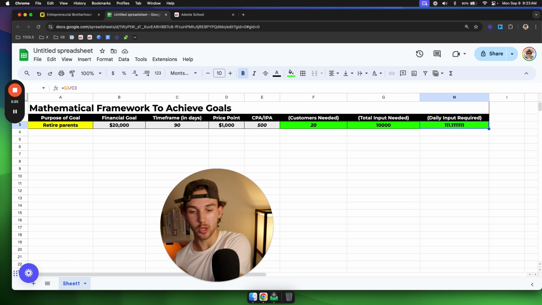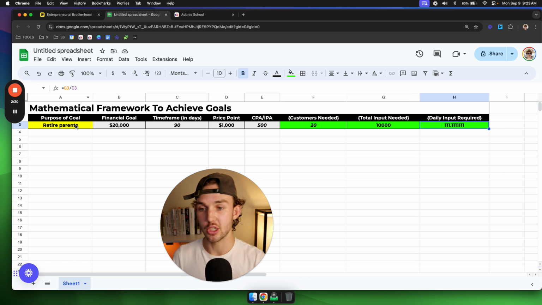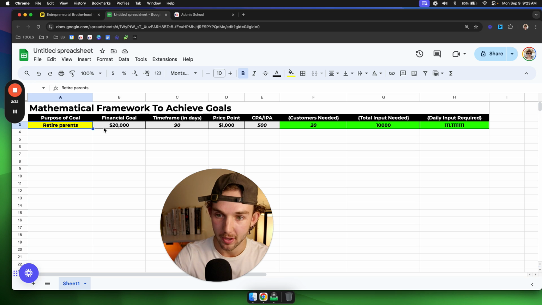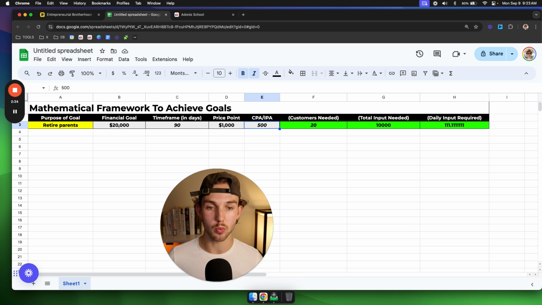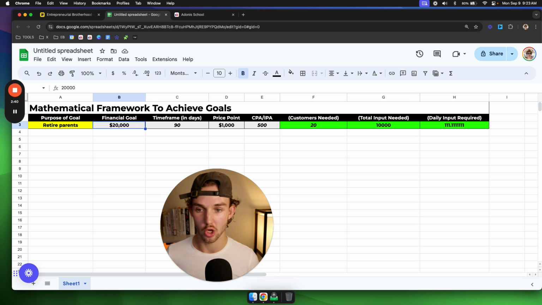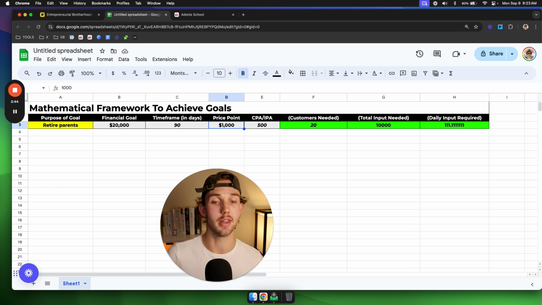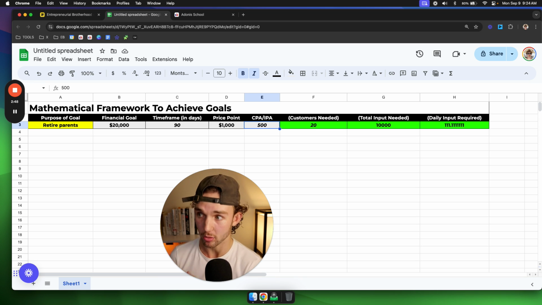So real quick, to go through this one more time: you need to put in your purpose for your goal. This is just for yourself. Now the financial goal. Everything in gray is what you need to put in. Everything in green will be automatically calculated based on your answers to the gray sections. So financial goal, how much money do you want to make? Then in what time frame, then the price point of the service you're selling, and then the cost per acquisition or input per acquisition, which may be the hardest one because maybe you don't have data and so you don't know this one.